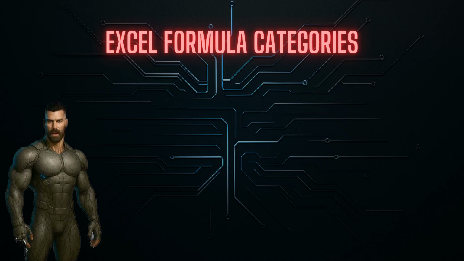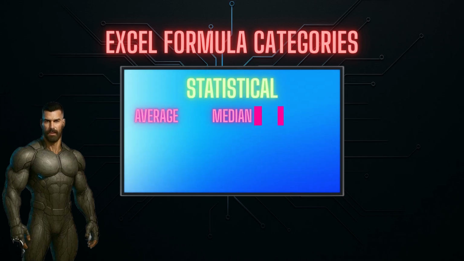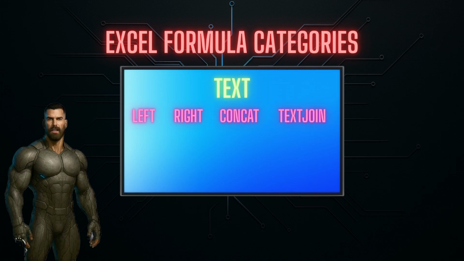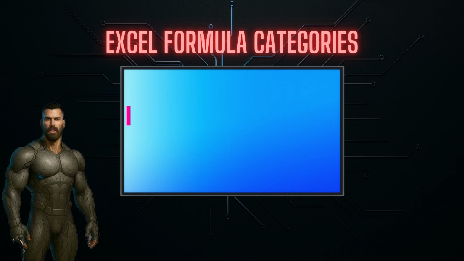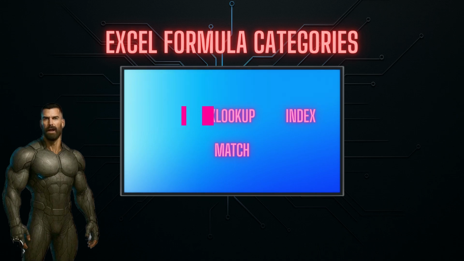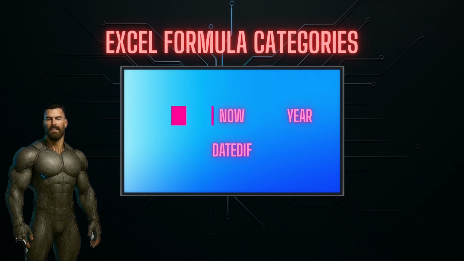Here are some of the main categories. Math and trigonometry, like SUM, ROUND, or ABS. Statistical, like AVERAGE, MEDIAN, or COUNTIF. Text, like LEFT, RIGHT, CONCAT, or TEXTJOIN. Logical, like IF, AND, OR, and IFERROR. Lookup and reference, like VLOOKUP, XLOOKUP, INDEX, and MATCH. Date and time, like TODAY, NOW, YEAR, and DATEDIF.